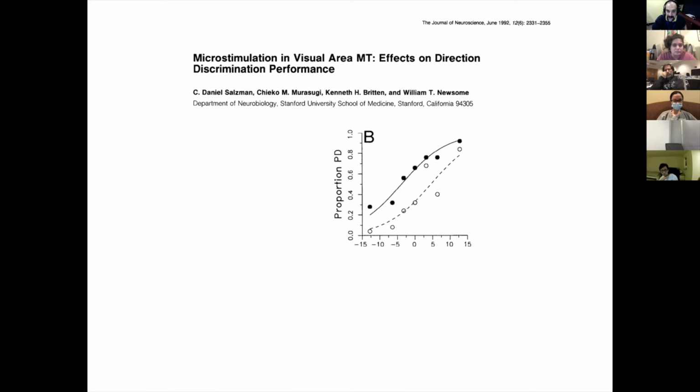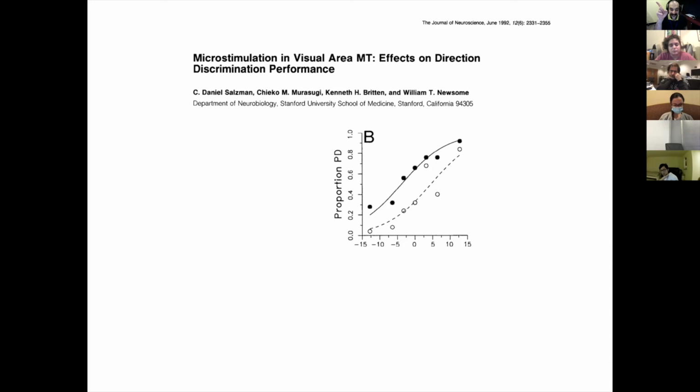So what you get is that the monkey is reasonable. The monkey is at 50-50 in the middle. The monkey gets better at reporting that direction when you increase the signal, and vice versa. When you stimulate MT cortex, when you stimulate those neurons, this whole psychometric function shifts to the left. What does that mean? It means that now at the 0 signal, the monkey is more likely to say, I see motion in that direction.